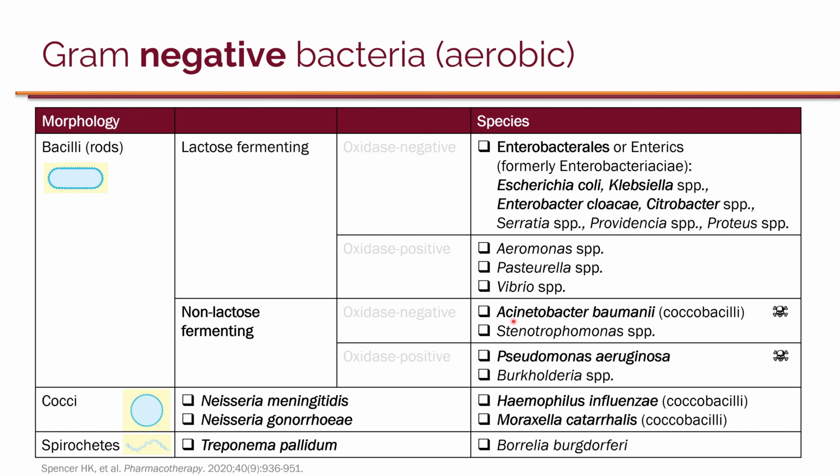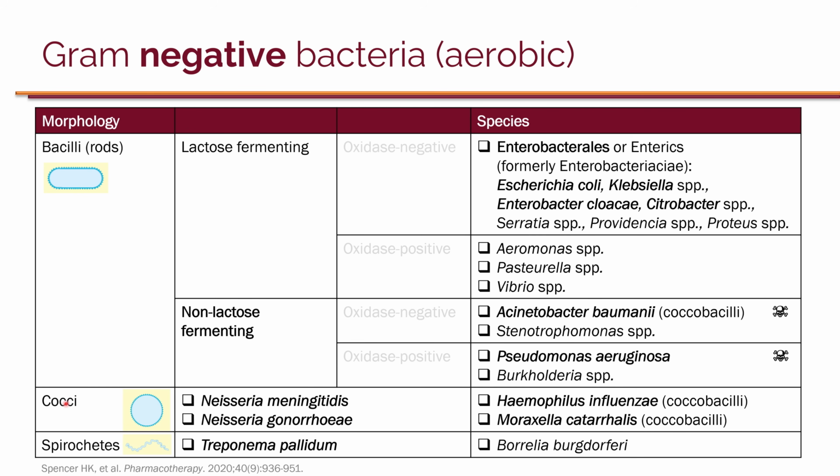Another significant organism here is Acinetobacter baumannii, which relative to Pseudomonas may be less virulent, so less likely to cause more severe infections, but still pretty capable of causing severe infections, and significantly more likely to have resistance compared to Pseudomonas. So these are very highly resistant organisms.